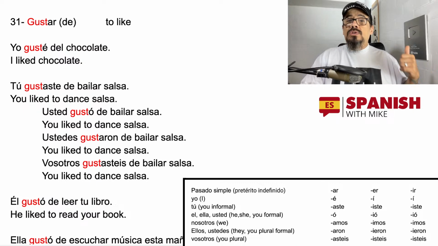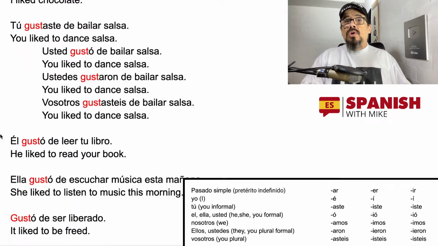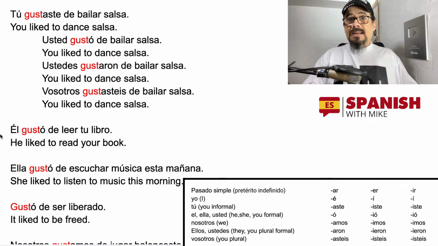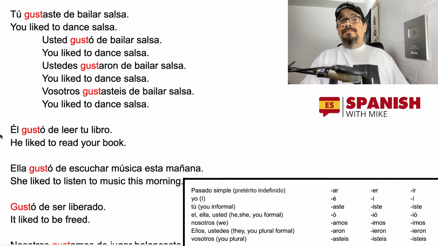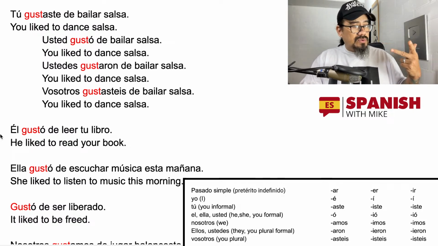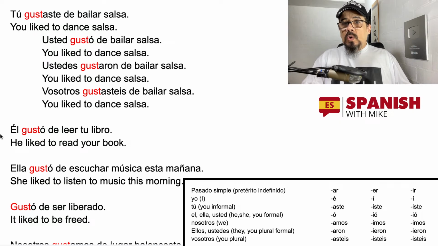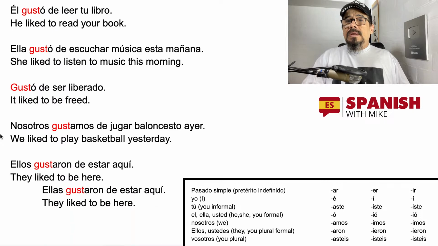Okay, so gustar de, to like. Yo gusté del chocolate. I like chocolate. Tú gustaste de bailar salsa. You like to dance salsa. Singular, informal, close relationships. Usted gustó de bailar salsa. Singular, formal. Ustedes gustaron de bailar salsa. Plural. Vosotros gustasteis de bailar salsa. Plural, Spain.